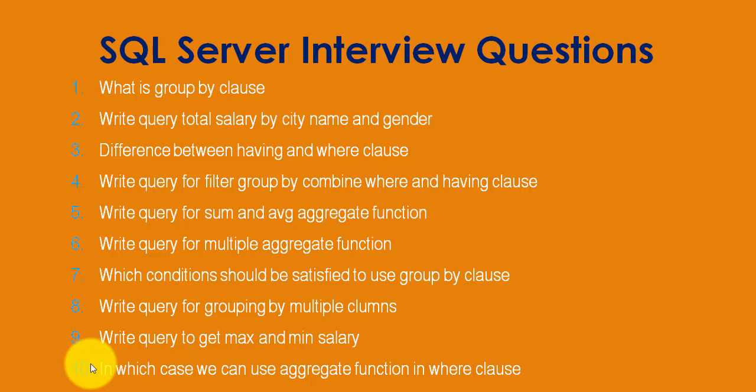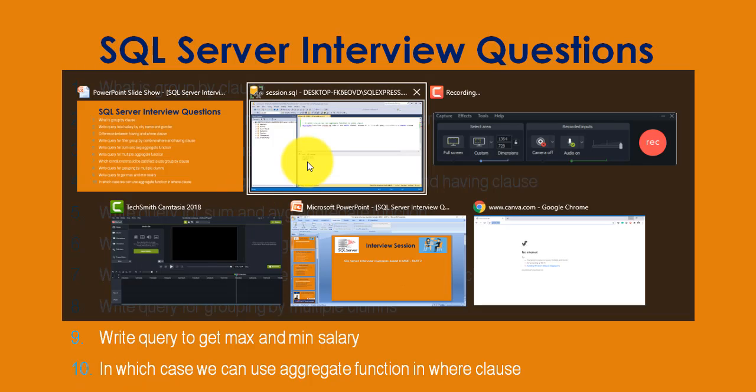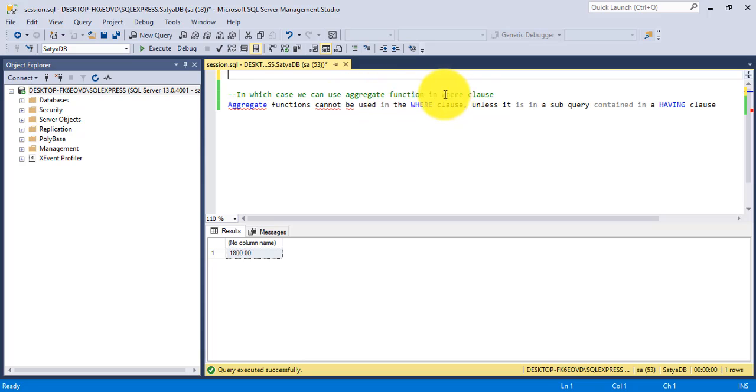So next is question number 10, and it is the final one: in which case can we use an aggregate function in the WHERE clause? So go to SQL Server. An aggregate function cannot be used in the WHERE clause unless it is in a subquery contained in a HAVING clause, but an aggregate function can be used with the HAVING clause. We already discussed this. If you want more details about the GROUP BY clause, HAVING clause and WHERE clause, visit my previous video session, and you can find that link in the description section.